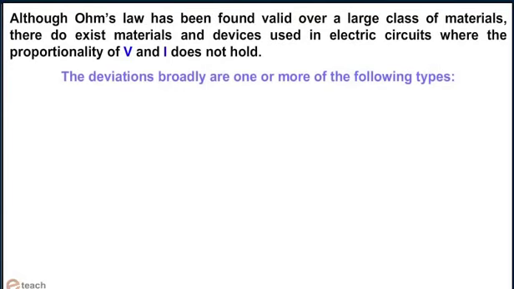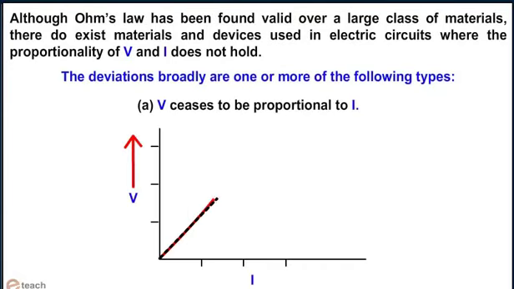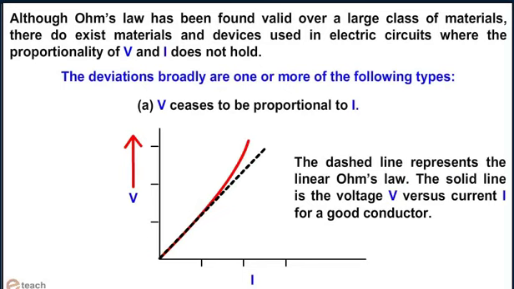Although Ohm's law has been found valid over a large class of materials, there do exist materials and devices used in electric circuits where the proportionality of V and I does not hold. The deviations are broadly of one or more types. First, V ceases to be proportional to I. For high values of V and I, Ohm's law deviates.